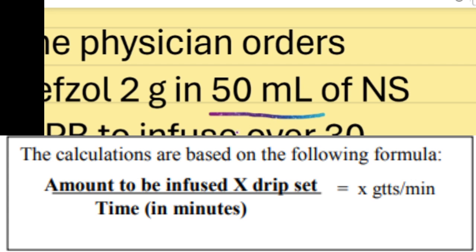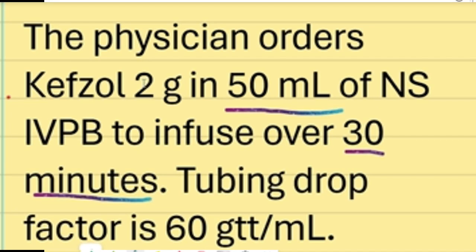We're going to be dealing with, of course, the time, which is 30 minutes. Now you notice your time is automatically given to you in minutes, so you do not have to convert because it's in minutes already. And then also you're using the 60. This 2 grams right here is not necessary.